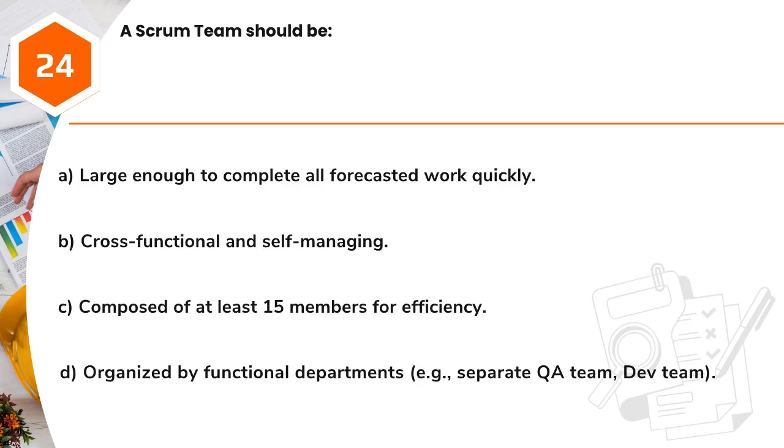Question 24. A Scrum team should be: A. Large enough to complete all forecasted work quickly. B. Cross-functional and self-managing. C. Composed of at least 15 members for efficiency. D. Organized by functional departments, e.g., separate QA team, dev team.